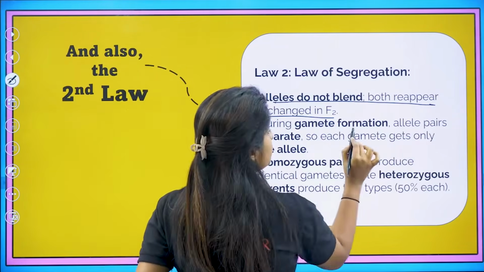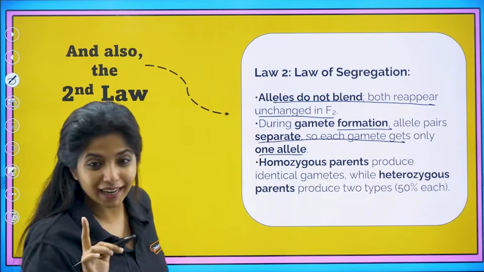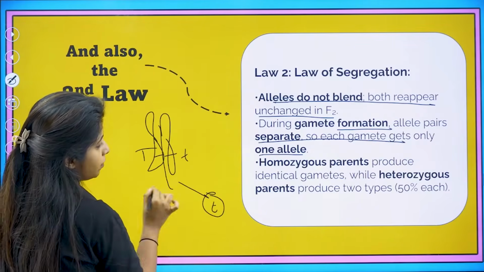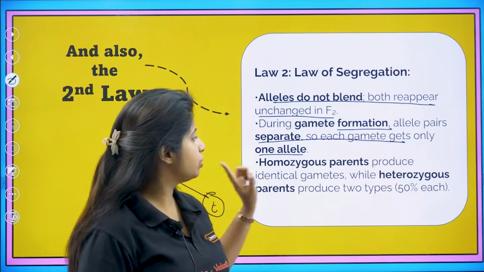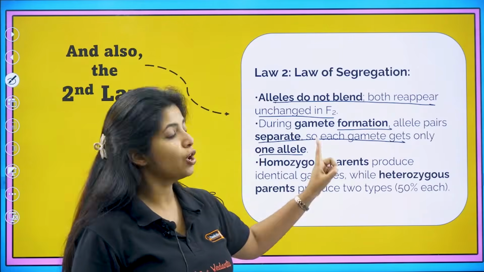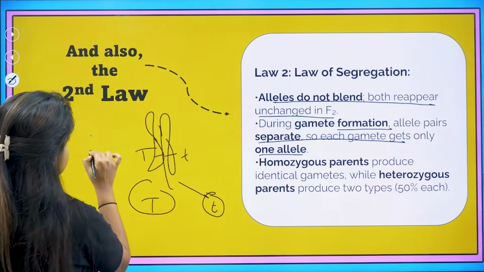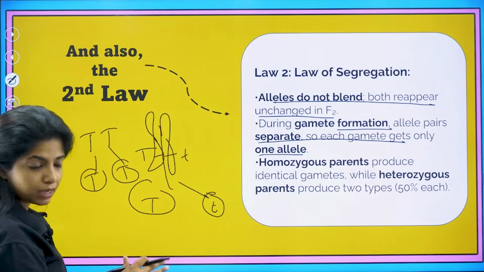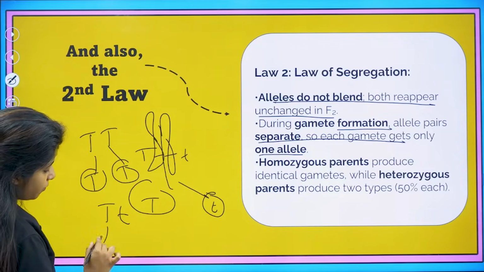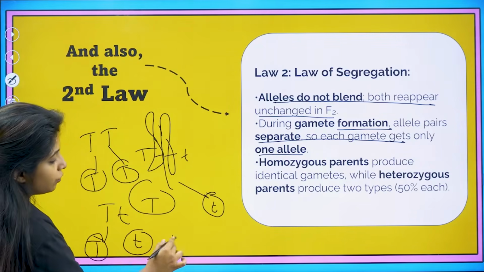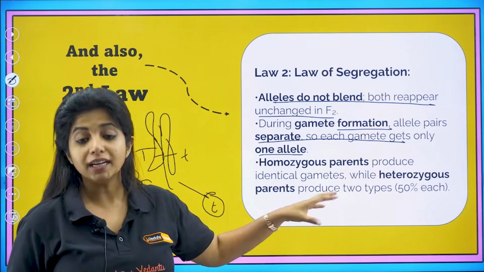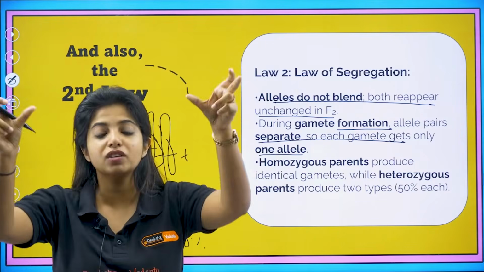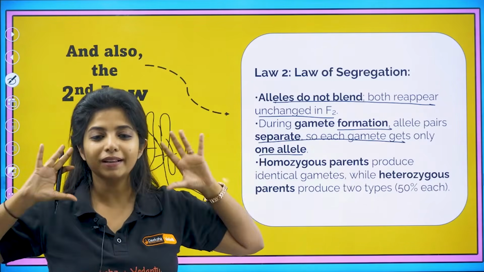During gamete formation, allele pairs separate, so each gamete gets only one allele. I told you, only one is going to go to each gamete. Now, homozygous parents produce identical gametes, while heterozygous parents produce two types of gametes. Homozygous parents produce the same type of gametes; 100% of them will be capital T only. But heterozygotes produce some capital T and some small t, which means 50% are small t. So the law of segregation says that whenever a gamete is formed, the alleles separate and only one goes to each gamete, as simple as that.